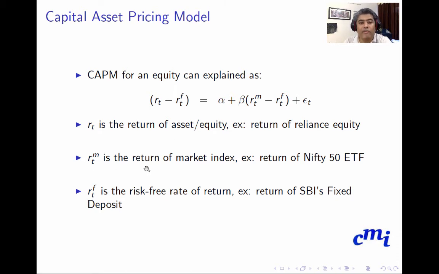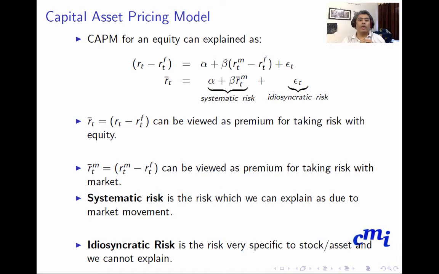RTM is the return of the market index, as for example, the Nifty 50 exchange traded fund, the ETF. And RTF is the risk-free rate of return, or return of State Bank of India's fixed deposit. We will take it as 6% for now. Now, CAPM can be explained in the following way. RT minus RTF is the risk premium, which we denote as RT bar, and can be viewed as the premium for taking risk with the equity.